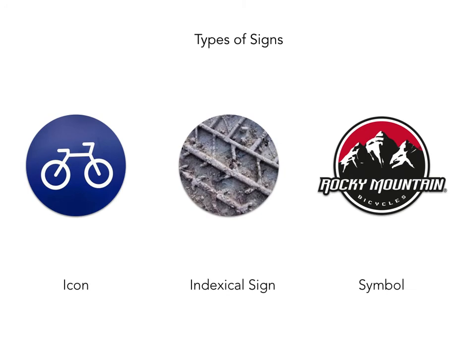The types of signs are icons, indexical signs, and symbols. Let's take a look at their characteristics, relevance, and where to use them.